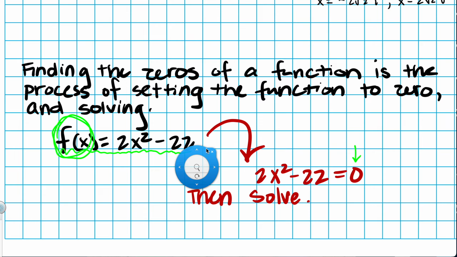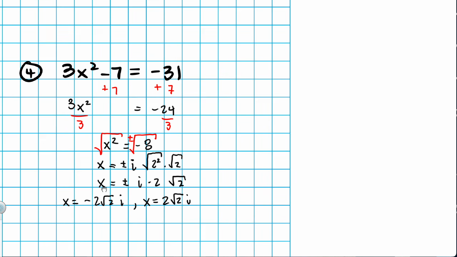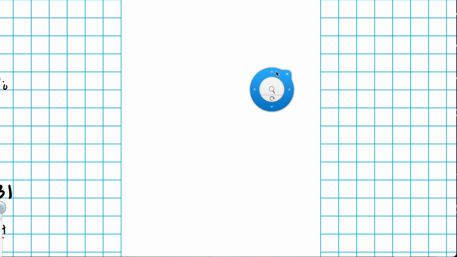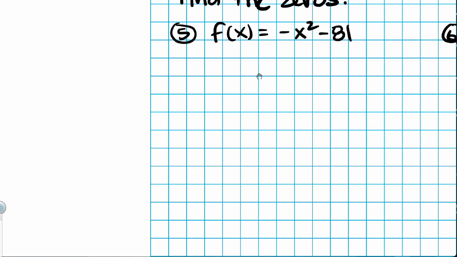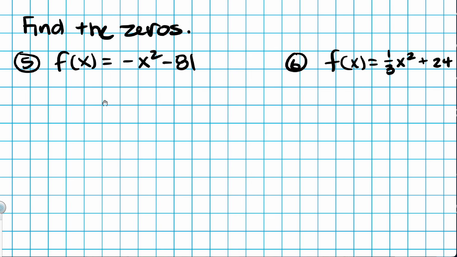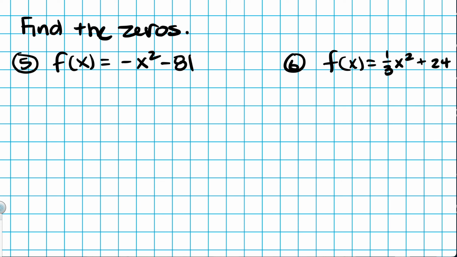All right, let's take a look at an example. Our first example, problem number 5, what we have is f of x equals negative x squared minus 81, and we're going to try to find the zeros of that. So we're going to start off the problem by writing negative x squared minus 81 is equal to 0. And we solve it just like we did the other problem.